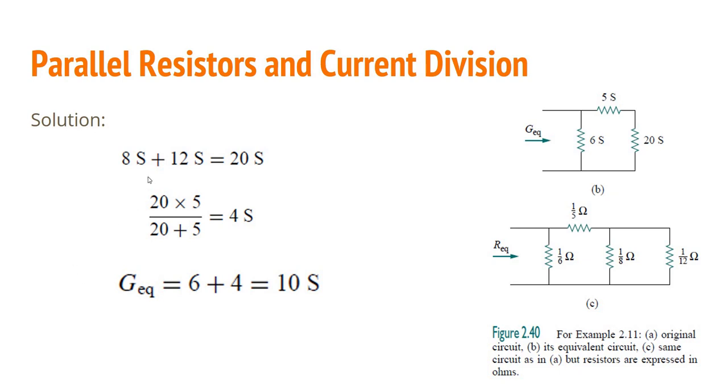Okay, 8 Siemens plus 12 Siemens equal to 20 Siemens. So, 20. And then, nakaseries siya sa 5 Siemens. Sa conductance, baliktad ang iyahang equation sa resistances. Pag nakaseries gani, balihon. So, 5 Siemens in series with 20 Siemens, answer is 4 Siemens. Ang 4 Siemens nakaparallel sa 6 Siemens. So, total na siya. So, ang answer is 10 Siemens. So, equivalent conductance is 10 Siemens.